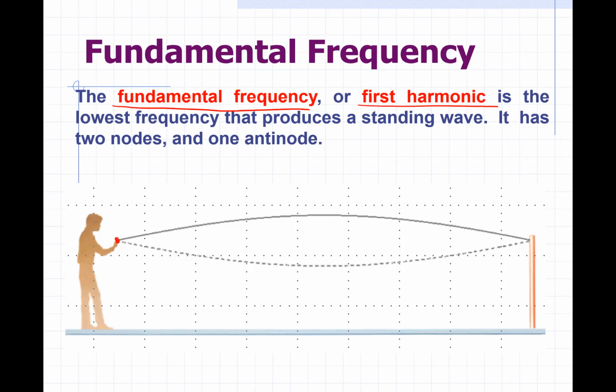So for a guitar string, the first harmonic is going to look like this. It's fixed at both ends, so we have a node at both ends, and we have an antinode right in the middle. We count the number of waves. There is one bulge, one antinode, which means we have half of a wavelength there.